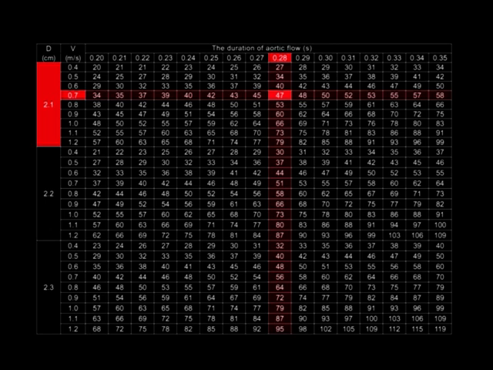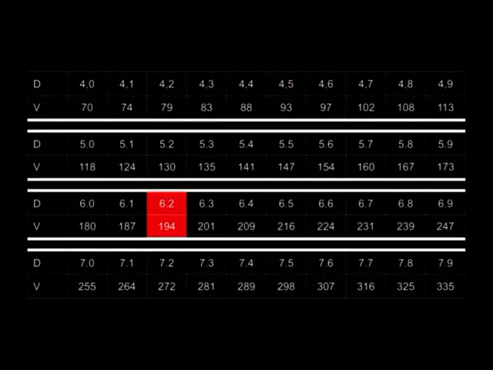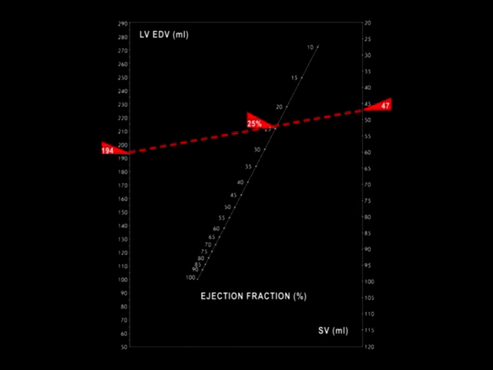The stroke volume is 47 milliliters. The left ventricular end diastolic volume is 194 milliliters. Thus, the ejection fraction is 25%.